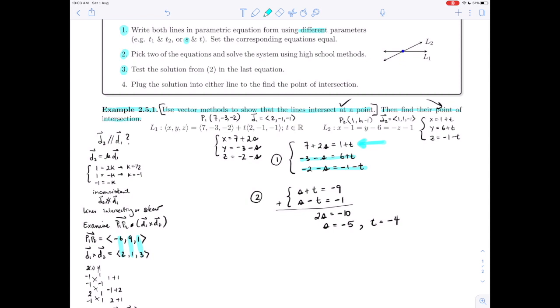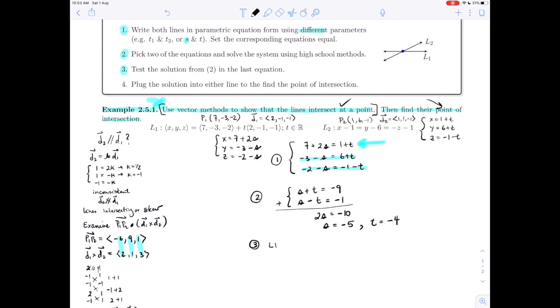But there is an argument to be made that we know it is going to work in the last equation because of the first part of the example that we did, right? Because we did this procedure to show that the lines, in fact, are intersecting. So let's just go and do the final test to make sure our computation was correct.